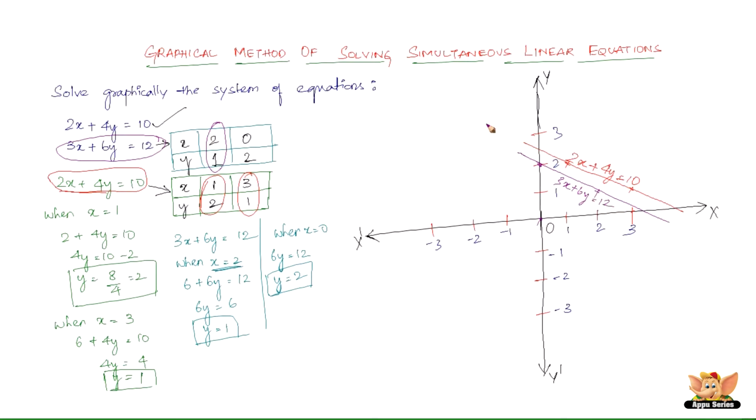So these lines are not going to meet even if you extend how much ever it is. So these lines are parallel to each other, and that shows that this system of equations does not have a solution. This system of equations 2x plus 4y equals 10 and 3x plus 6y equals 12 does not have any common point, therefore it has no solution. So this ends this problem.